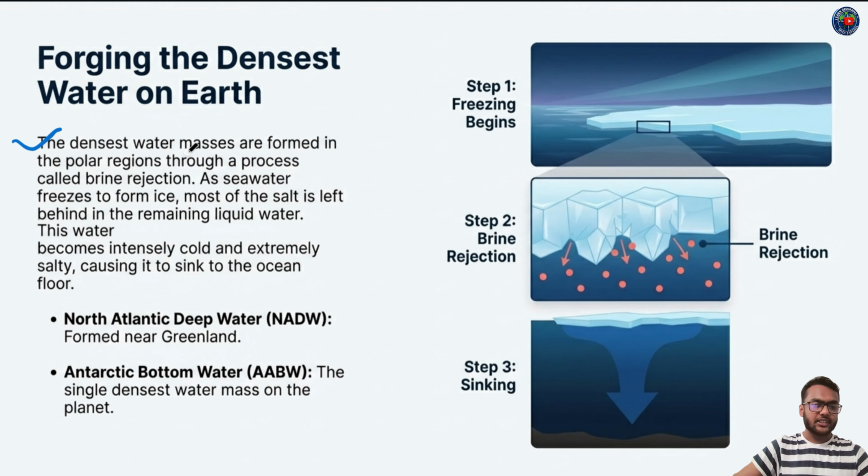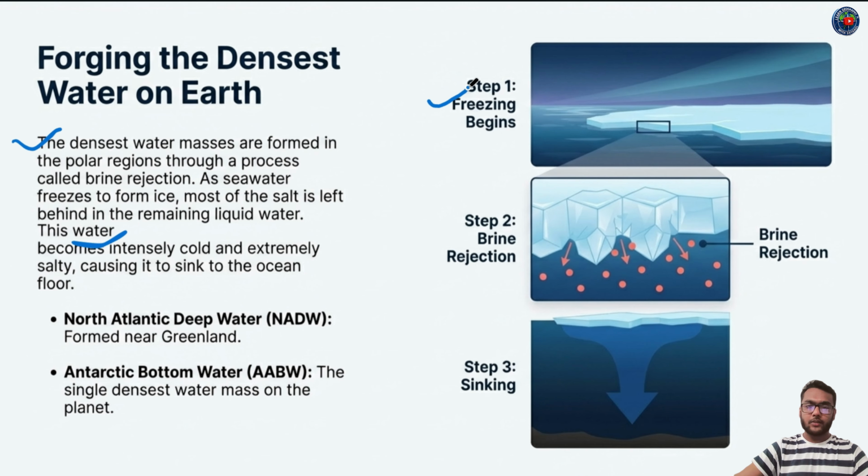Now, the densest water masses are formed in the polar regions through a process called brine ejection. As seawater freezes into ice, most of the salt is left behind in the remaining liquid water. This water becomes intensely cold and extremely salty, causing it to sink to the ocean floor.